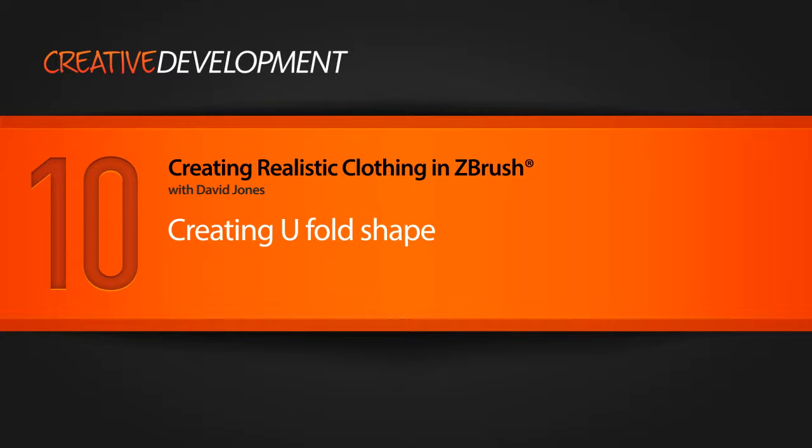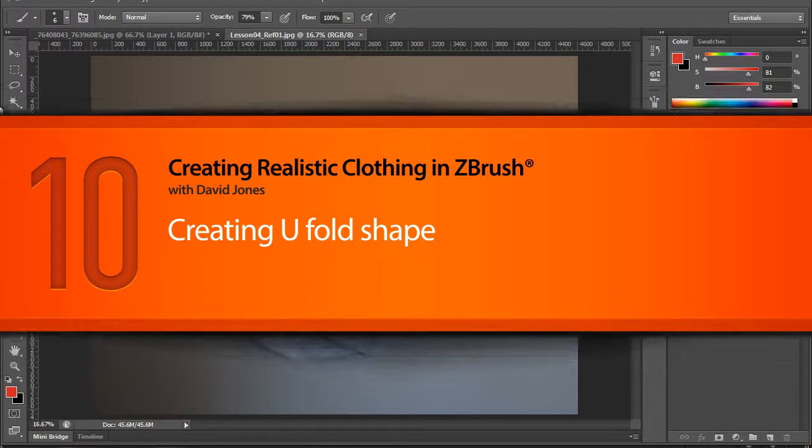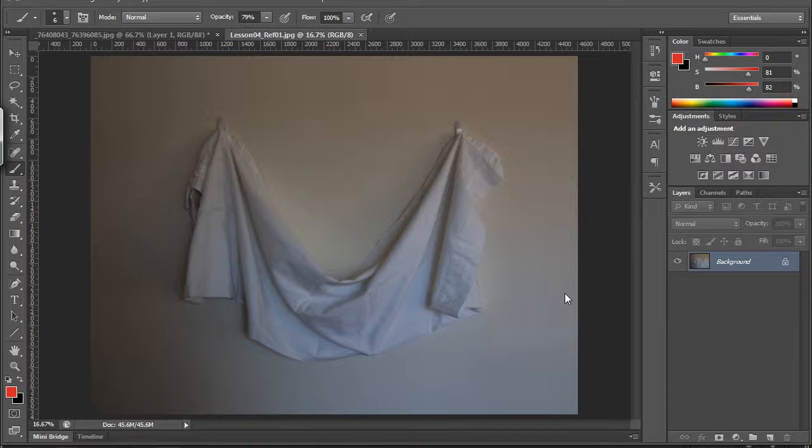In this lesson, we will learn how to create the U fold shape. In the last lesson, we went over the Z fold shape. We're going to continue to build on these fold shapes with the U, also known as the diaper fold shape. This fold is typically seen when fabric is hanging from two tension points.